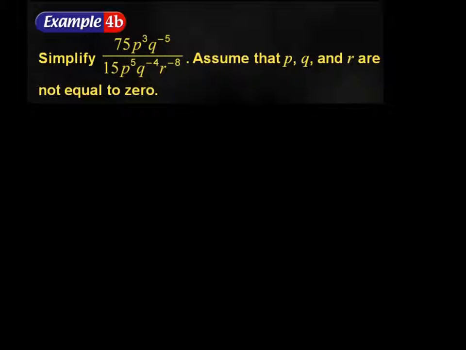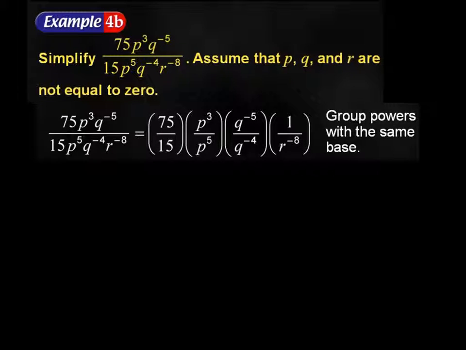Oh, simplify. Nice directions. Yes, we should assume that the variables are not equal 0 because division by 0 is a bad thing. I do kind of like how they separated this out because a lot of people get freaked out over, of all things, the number part. The number part's the easy part. What can we reduce these by? Well, it looks like they're both divisible by 5.